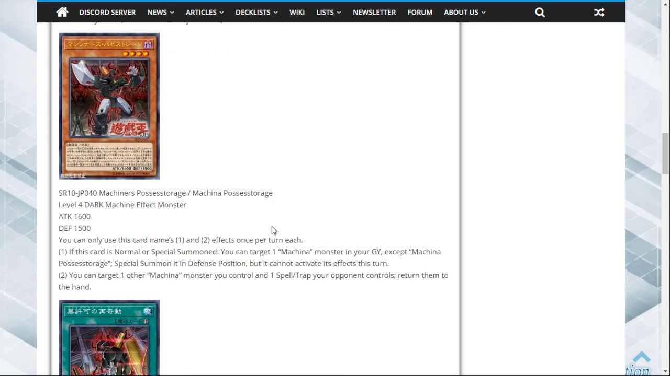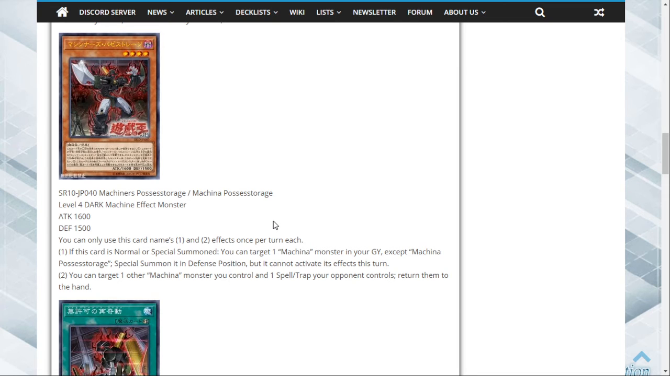Next up, Machina Possessed Storage, which is a level 4 Dark Machine effect monster with 1600 attack, 1500 defense. You can only use this card's first and second effects once per turn each. If this card is normal or special summoned, you can target one Machina monster in your graveyard except for itself. Special summon it in defense, but it can't activate its effects this turn. Its second effect is you can target one other Machina monster you control, and one spell or trap card your opponent controls, return them to the hand.